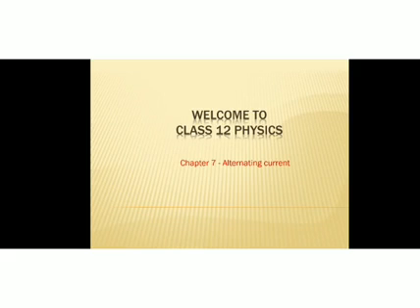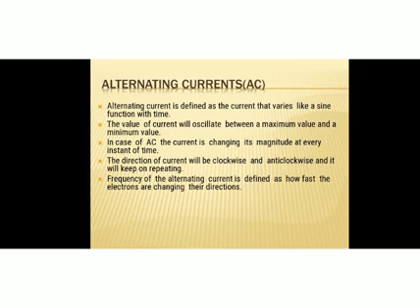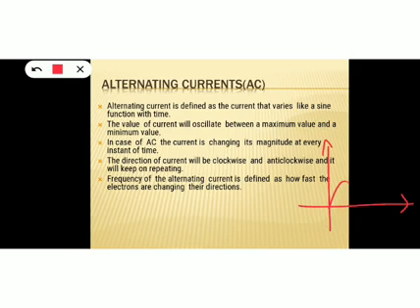Okay children, so let's start our new chapter, that is chapter 7, alternating current. First, let's discuss the basic concepts of alternating current or AC. So what do you mean by AC or alternating current? Alternating current is defined as the current that varies like a sine function with respect to time. That means if we consider a waveform like this, it represents the alternating current. Here you can see it is a sine wave.